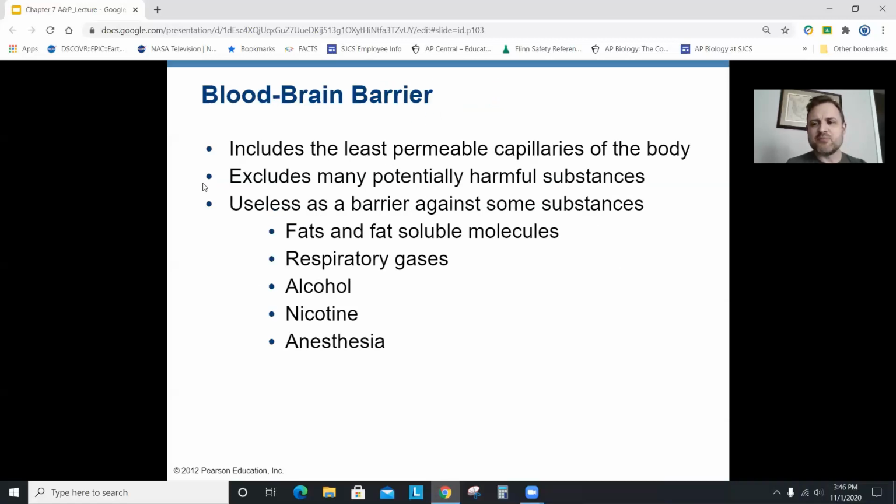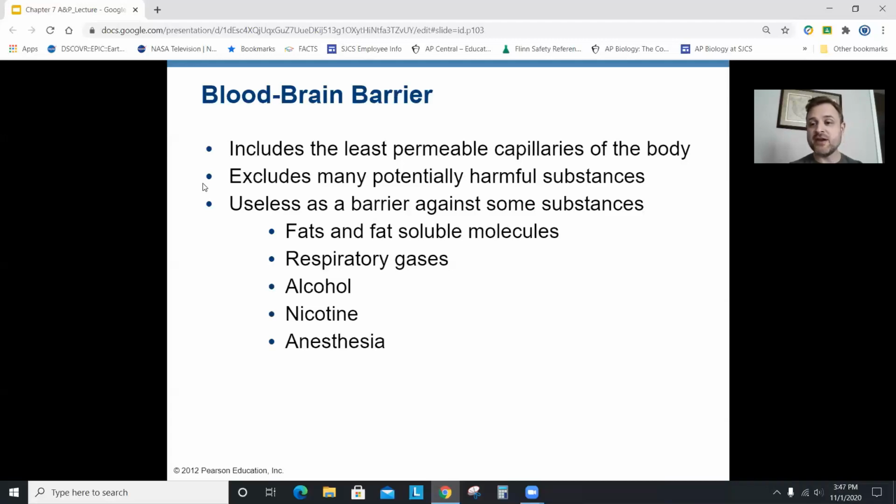So the last one, the blood-brain barrier. The definition is the least permeable capillaries in your body. We haven't done the circulatory system yet, but we've discussed how capillaries are where nutrient exchange happens. Like your capillaries exchange nutrients or waste to your tissues, right? Oxygen goes from maybe your blood into your tissues. CO2 goes from your tissues back to your blood.